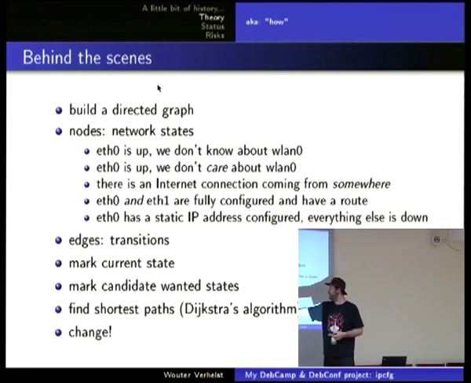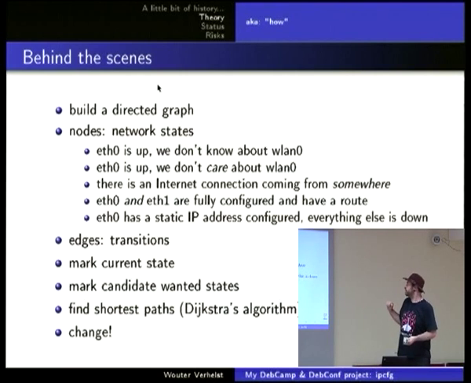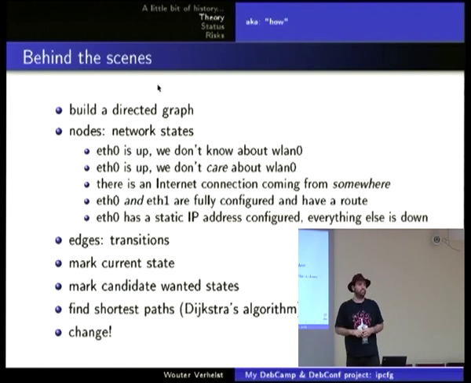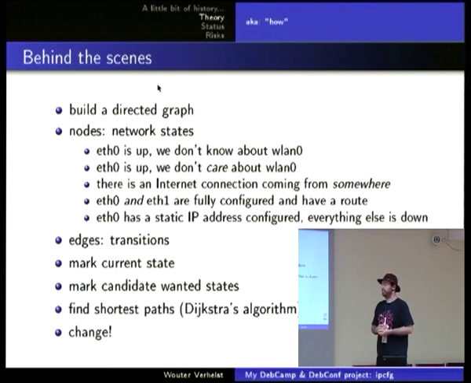So the algorithm of changing the network configuration in this model would then be, first we mark the current state. We ask every node, are you currently in your state? And we find the node which says, yes, I am active, but I have no edges pointing out of me that point to nodes which are also active. That node is assumed to be the current state. Then we mark candidate wanted states. Candidate wanted states are states that are desirable either through configuration or through default as a state we want to go to. And they are scored. By default, states with higher bandwidth would get a higher score than states with lower bandwidth. So we score them, we order them, we find the shortest path from the current state to the wanted states by using Dijkstra's shortest path. And then finally, we just walk the path leading to the highest scored state.